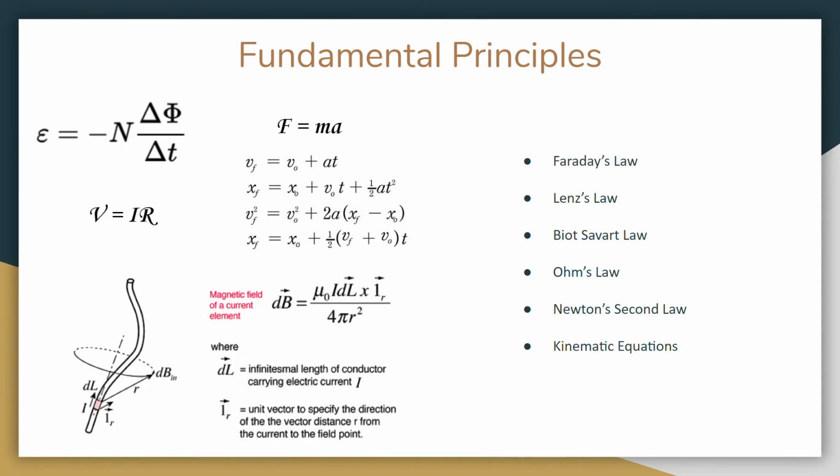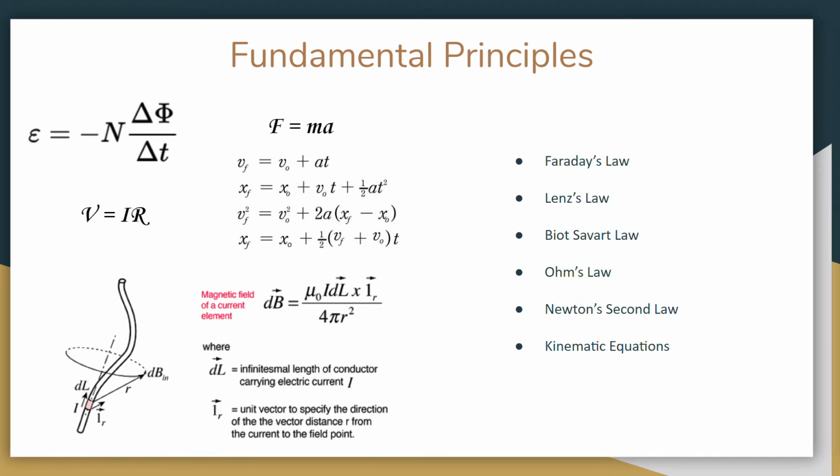Some fundamental principles that this lab goes over are Faraday and Lenz's law, which describe how a magnet falling through a non-ferrous tube will induce a current, and that current will induce a magnetic field that opposes the motion of the magnet. It will also talk about the Biot-Savart law, which describes the magnetic field generated by a dipole bar magnet, as well as Ohm's law, which states that the voltage equals the current times the resistance. This lab will also cover basic Physics 1 equations such as Newton's second law and the simple kinematic equations.